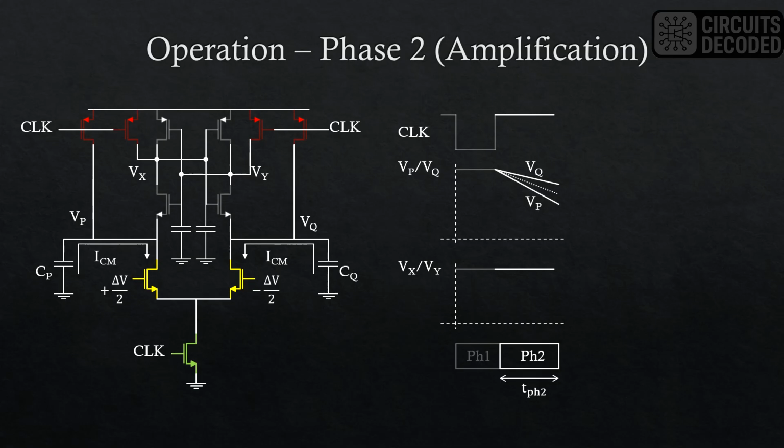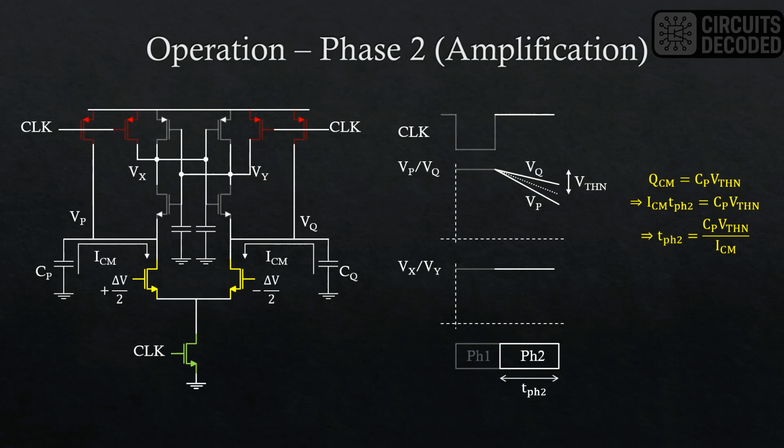Since the latch NMOS transistors are off in this phase, the Vx and Vy nodes remain at VDD. The time duration of this phase is denoted by Tph2, which lasts till the common mode voltage of Vp and Vq has dropped by the threshold voltage of the NMOS transistors, VTHN, as shown here. At this point, the NMOS transistors begin to conduct. Now, if we work out the capacitor CV relationship, an expression for Tph2 can be derived as shown here.